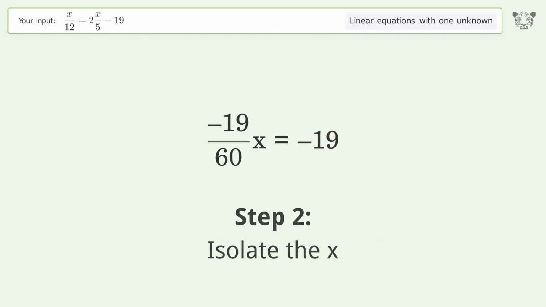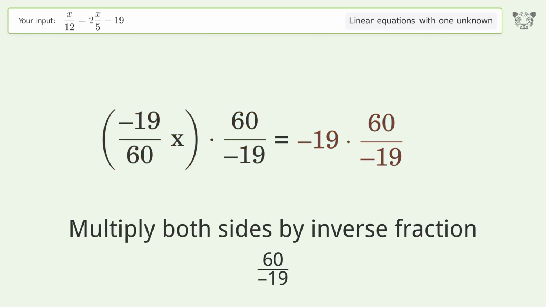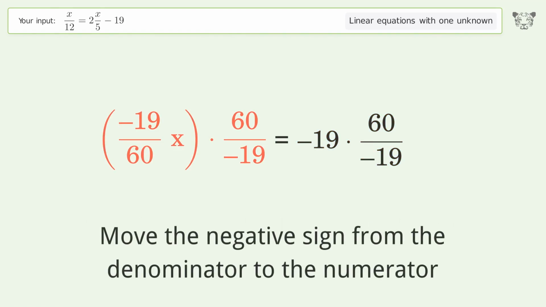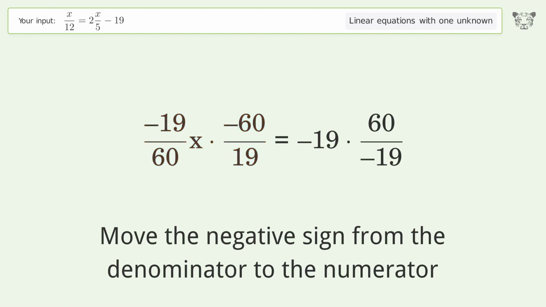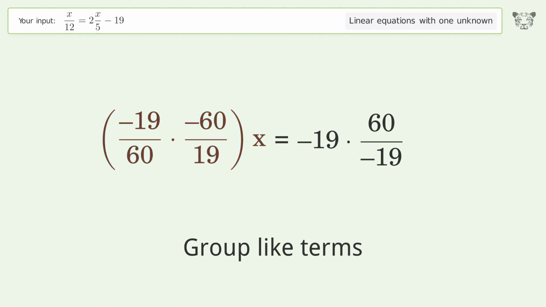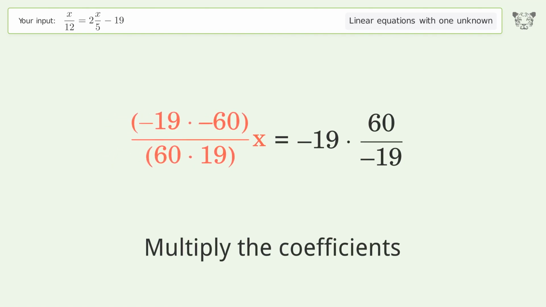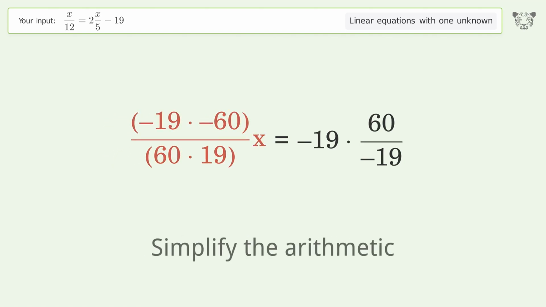Isolate the x. Multiply both sides by inverse fraction 60 over negative 19. Move the negative sign from the denominator to the numerator. Group like terms. Multiply the coefficients. Simplify the arithmetic.